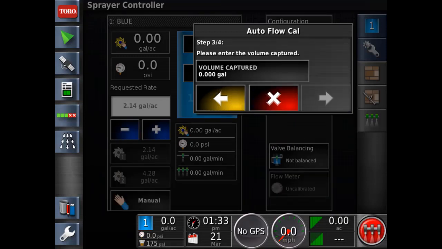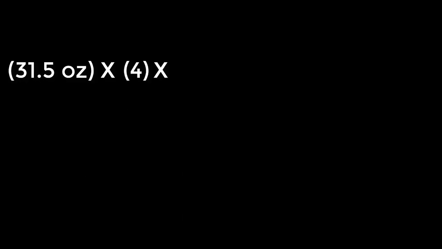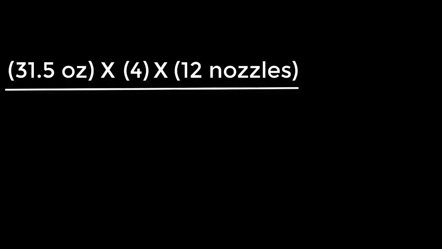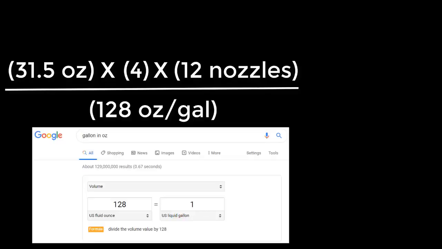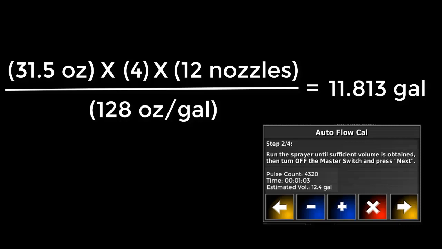Now that the catch test is complete, we can do our math calculations to find the total volume sprayed. We're first going to take our volume sprayed in ounces and times it by 4 to get it into 60 seconds. We're then going to multiply it by 12 for the total nozzles across the back and divide it by 128 ounces per gallon. This will give us total volume sprayed during the flow calibration procedure.